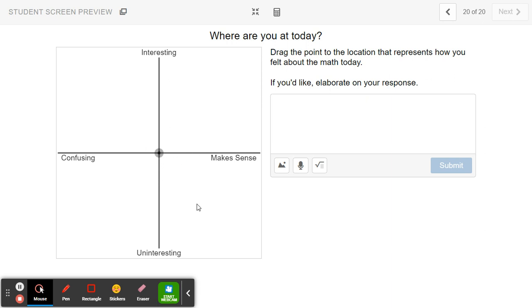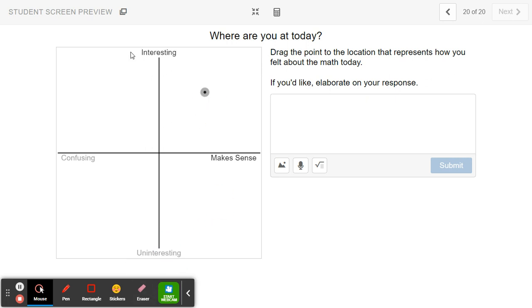And now I want you to go ahead and drag. How are you feeling about this? Are you interested? The more you're interested, the higher up. If you're uninterested in this topic, the lower down. And then also tell me, was it confusing or does it make sense? So if you thought you understand it, but you don't like it, you're putting it over here, right?